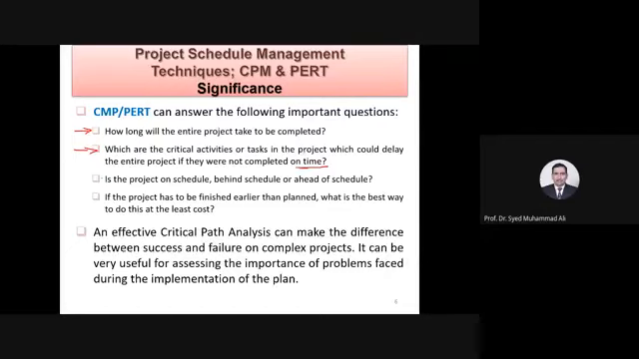So it depends. Then is the project on schedule, behind schedule, or ahead of schedule? So you are controlling it, you are watching it. If the project has to be finished earlier, there is a requirement that please finish the project 3 months early, 4 months early, 6 months early. Then what to do? What will be the best way to do this at the least possible cost? Least possible cost, by the way. So you have to do certain iterations for that.